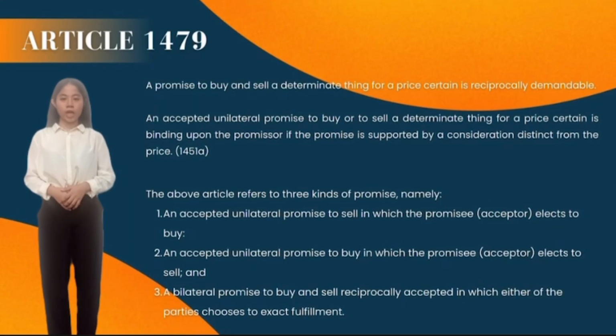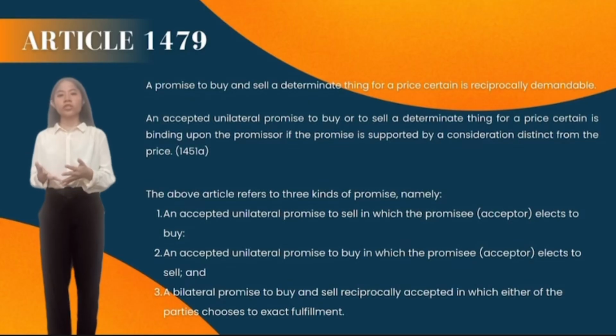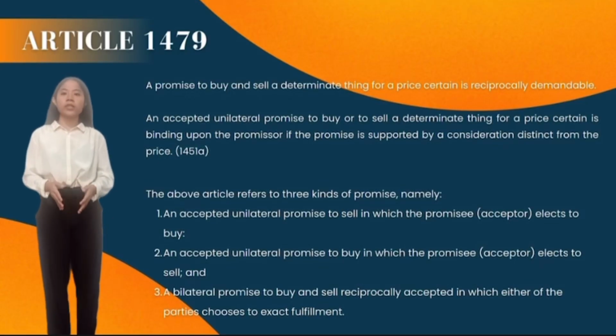Article 1479. A promise to buy or to sell a determinate thing for a price certain is reciprocally demandable. An accepted unilateral promise to buy or to sell a determinate thing for a price certain is binding upon the promisor if the promise is supported by a consideration distinct from the price. A consideration distinct from the price is also called an option. An option is a price different from the principal price, or a separate payment in exchange for the promise to buy or to sell. In this article, there are three kinds of promise.